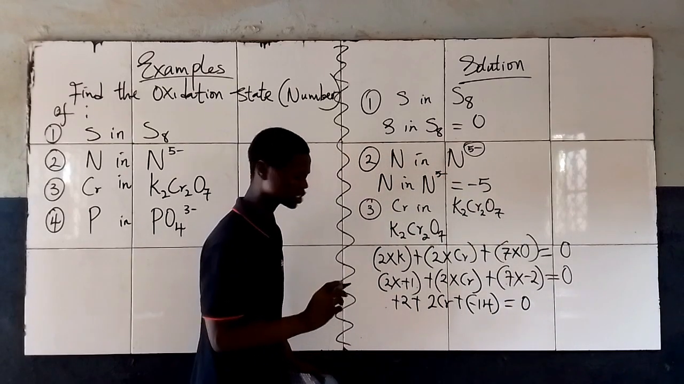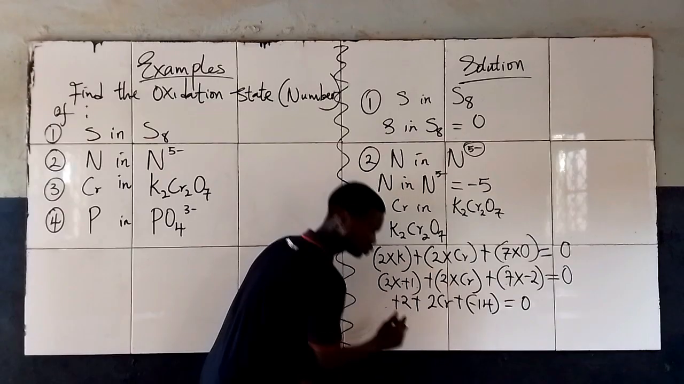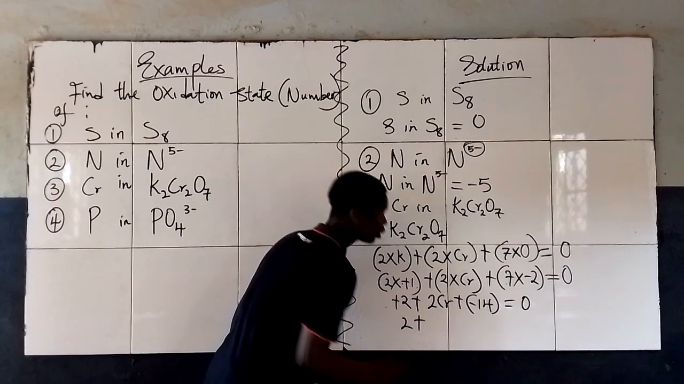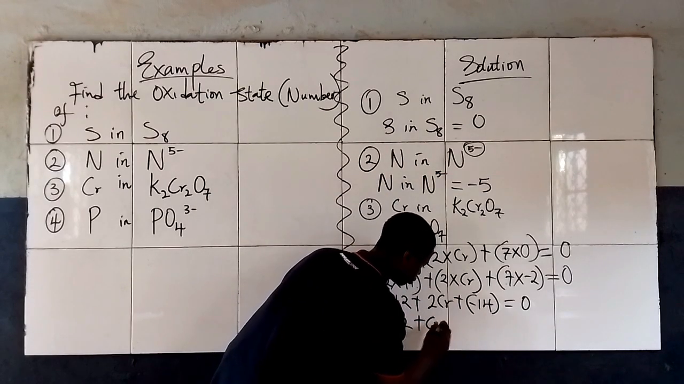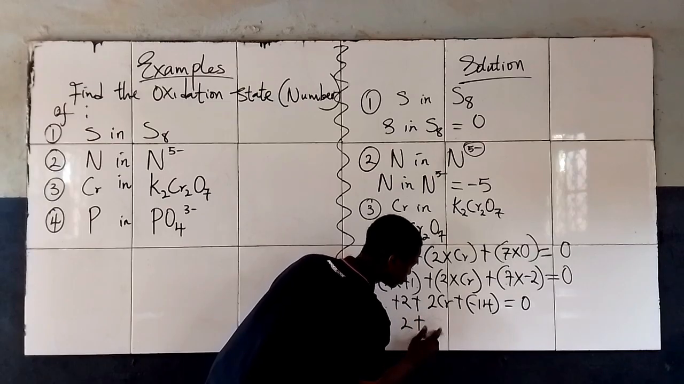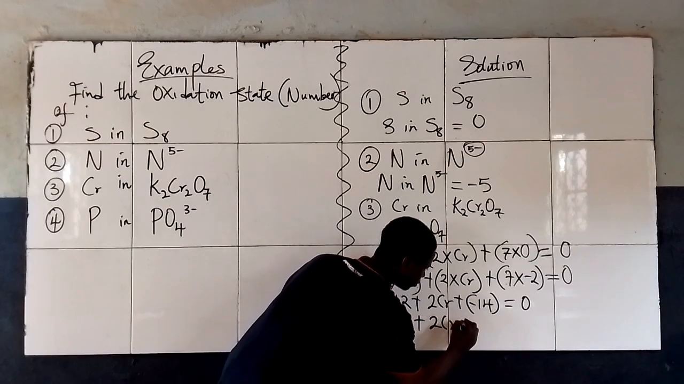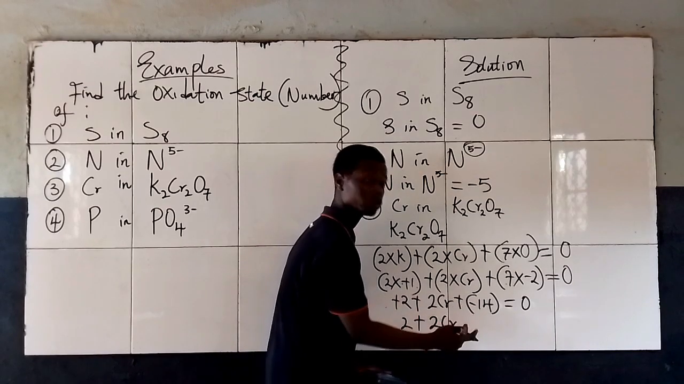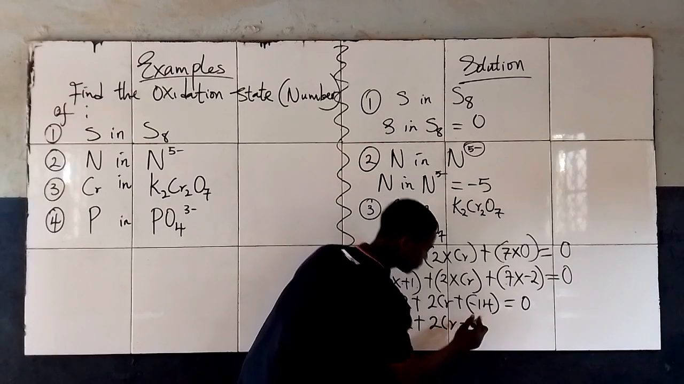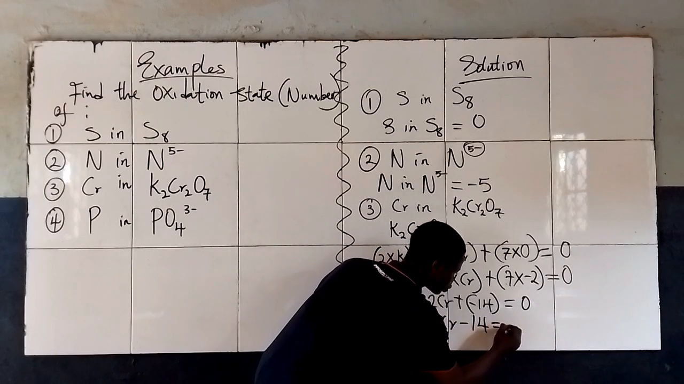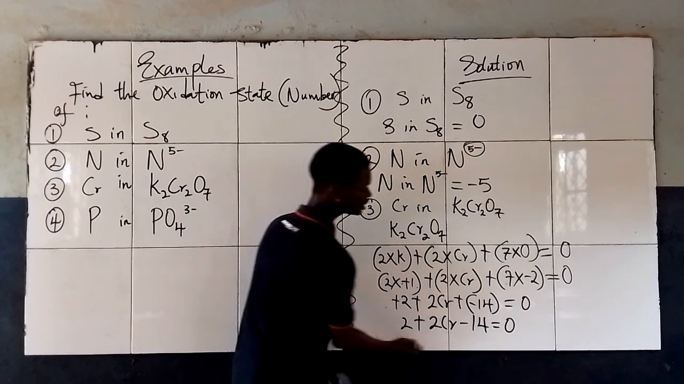Let's do something very strategic here. This plus 2 is the same thing as 2, right? Plus 2CrO, okay? 2CrO. Now, plus times minus is what? Minus. So it will now be minus 14 equals to what? 0. So this is what we now have.